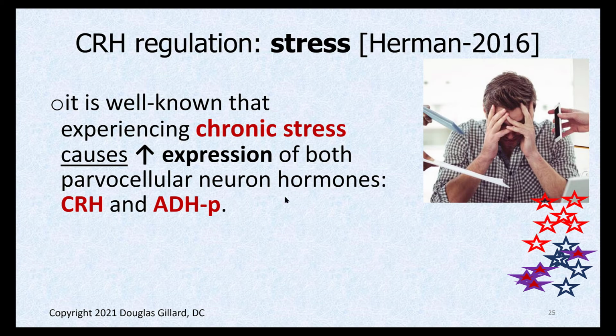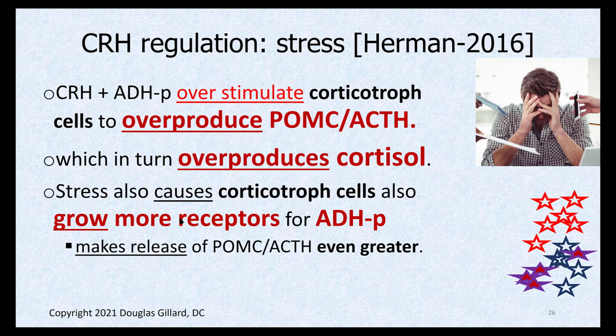And how does that work? Because you have an increased level of ACTH. It has no direct effect on the adrenal gland that we know of. You get an overproduction of CRH and ADH-p that overstimulates corticotroph cells and then overproduces ACTH or POMC ACTH. Which in turn drives the production of cortisol, and you have way too much cortisol, and we'll look at that the next lecture of what that can do.